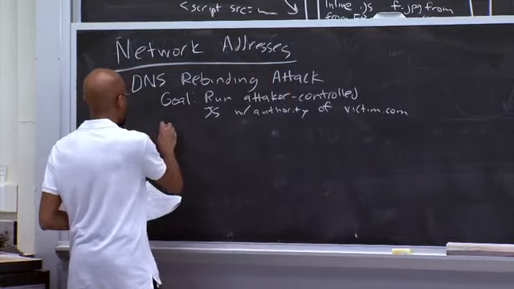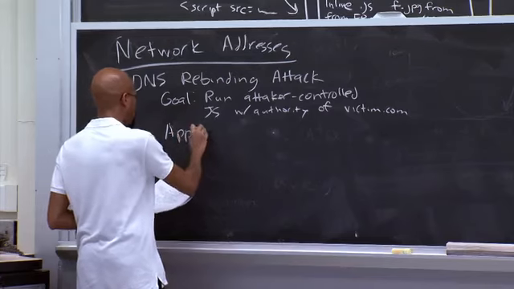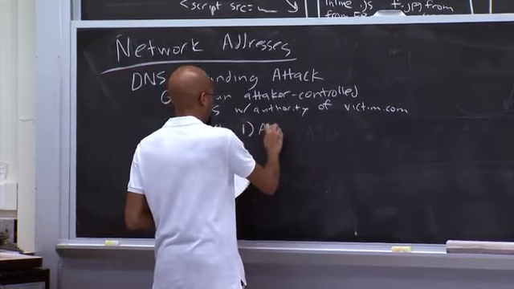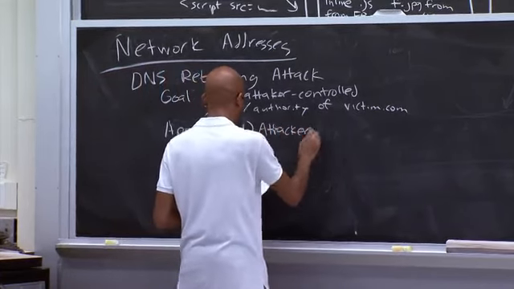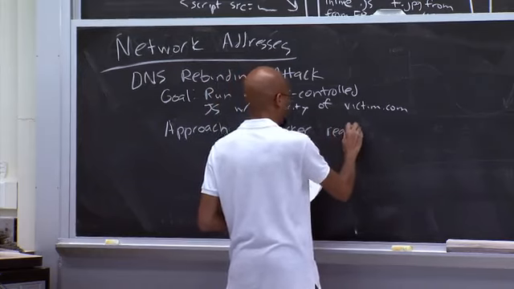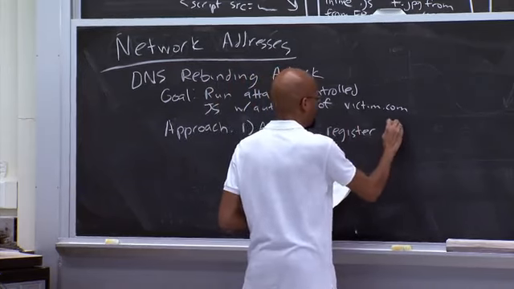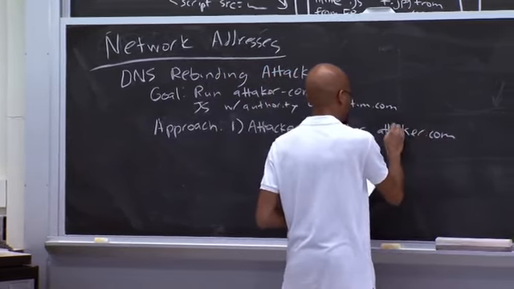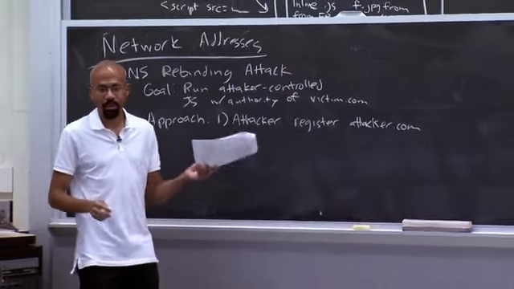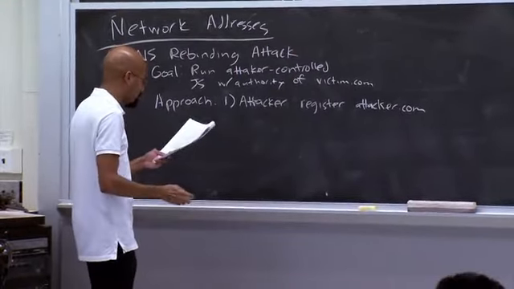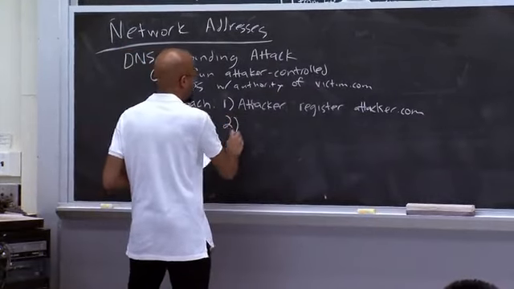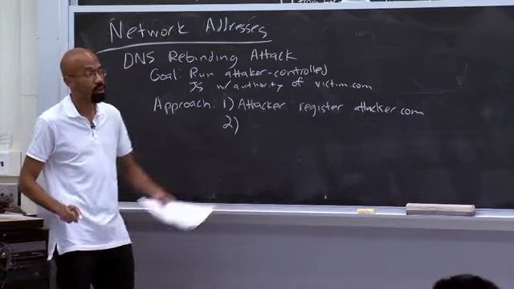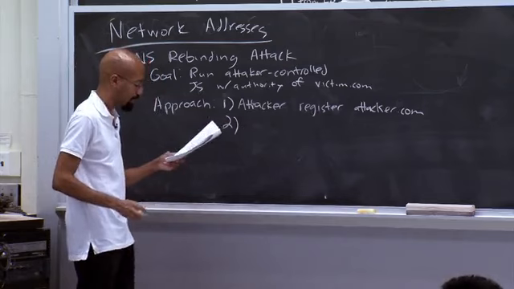So here's the approach. The first thing that the attacker is going to do is register a domain name. Let's say we just call that attacker.com. Very simple to do. Just pay a couple of bucks, you're ready to go. You own your own domain name. Note that the attacker is also going to set up a DNS server to respond to name resolution requests for objects that reside in attacker.com.